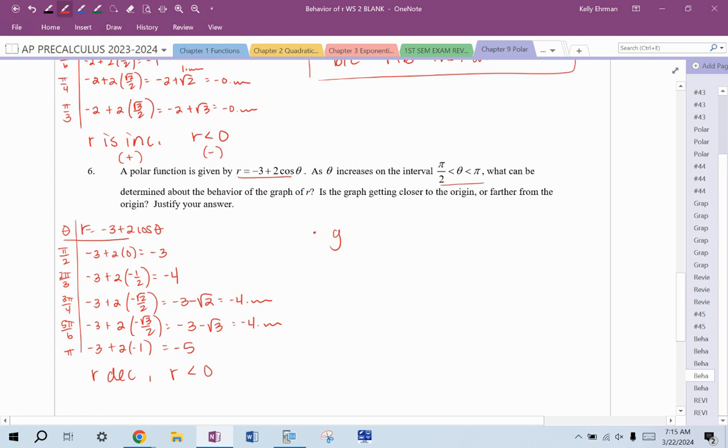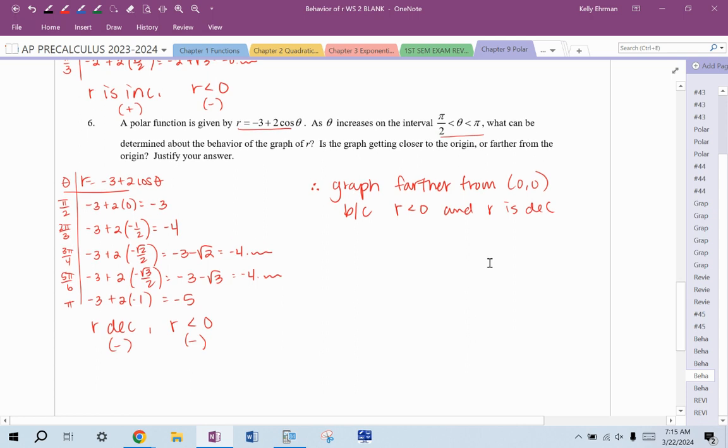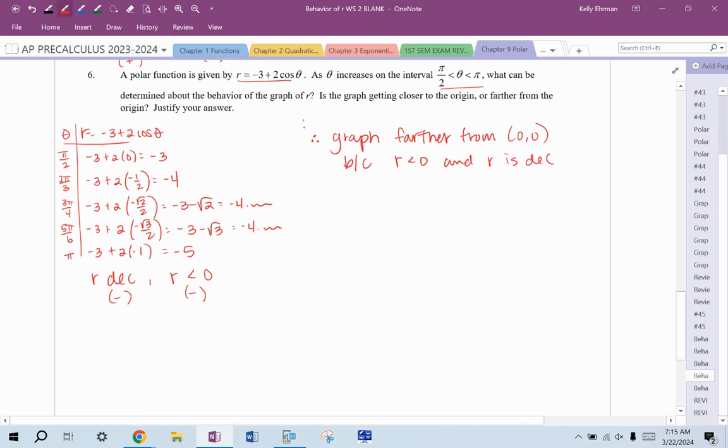So that means, therefore, the graph is getting farther from 0, 0 because r is less than 0 and r is decreasing. When the signs match, decreasing and negative, it's sort of like you're going backward and accelerating in the negative direction. So you're shooting farther from 0, 0.